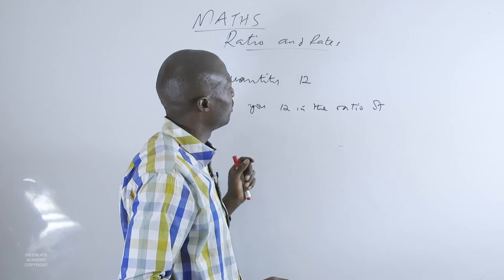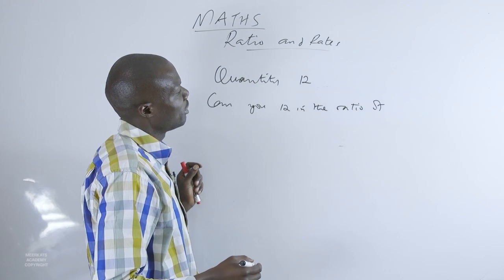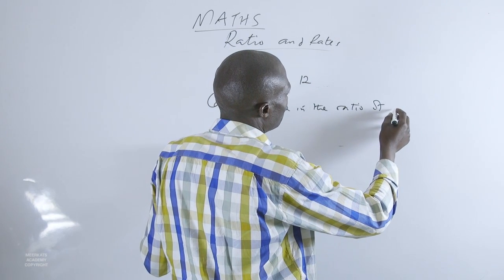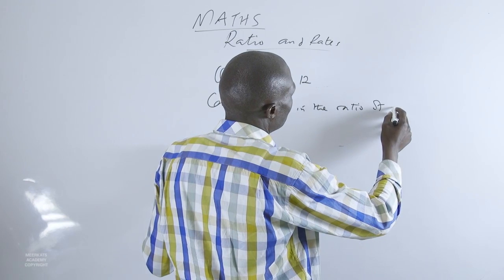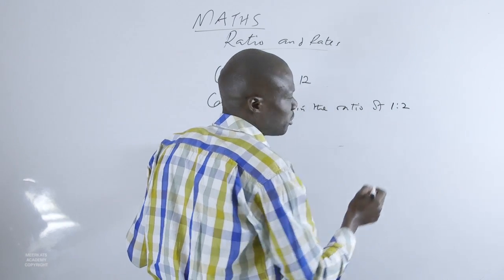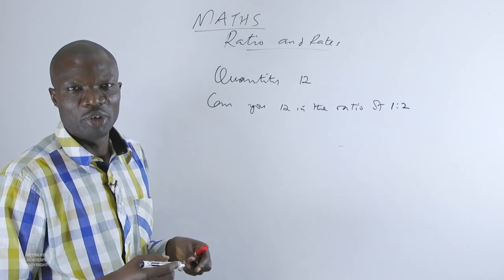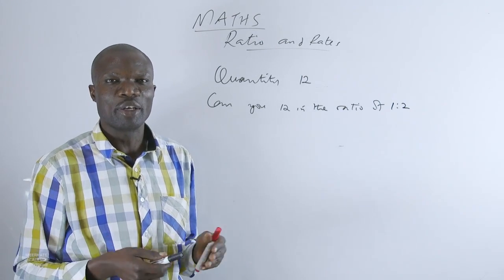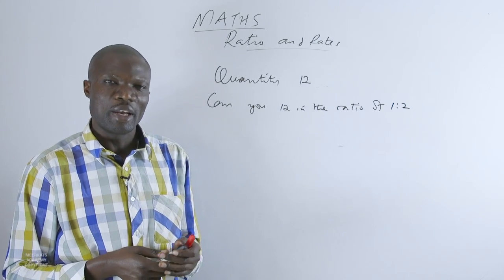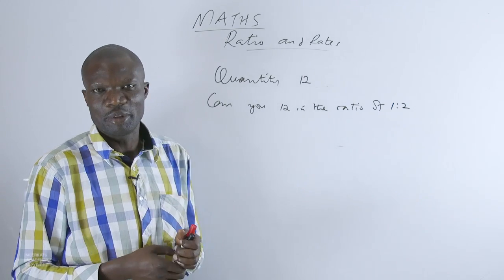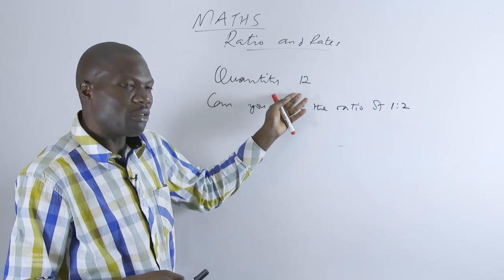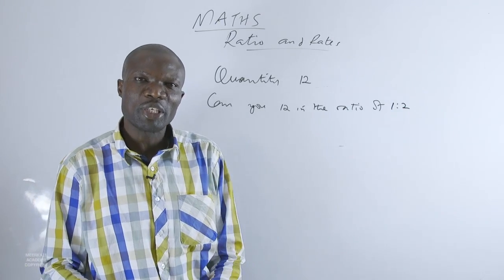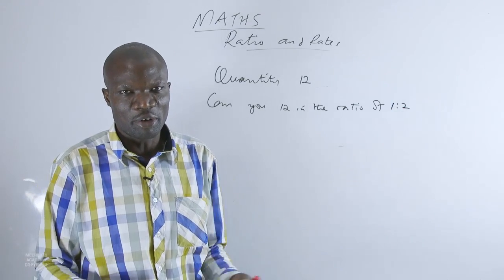of 1 to 2? Is it possible for us to divide here such that we get 1 to 2? Now, in ratios, there is something very important. Because 12 is our total quantity, then 1 and 2 represent also our total number of quantities.